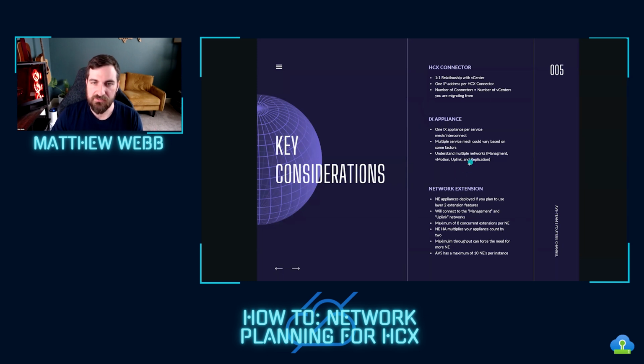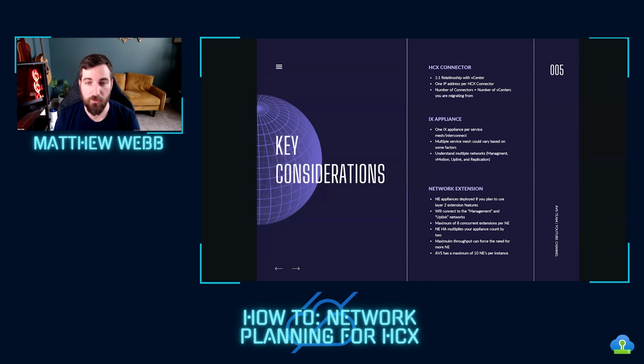So on the IX appliance, you're going to have at least one IX appliance per service mesh. So why might I have other service meshes? Maybe you have different vCenters. The service mesh is housed by an HCX connector. So if you've got two HCX connectors, you've got two separate service meshes. So that's one reason. Another reason you may want to separate out migration workload could be one reason, or there are specifically vMotion networking differences across your clusters, which could be another reason. So you can have multiple service meshes. Keep in mind that there's only one IX appliance per service mesh.